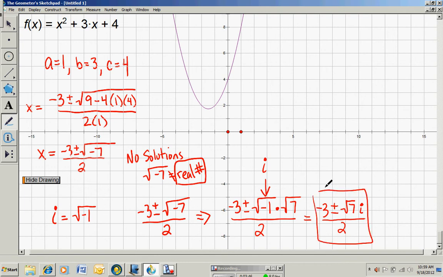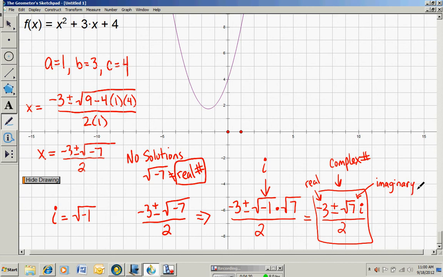So here's the final answer to the question of what are the x-intercepts. There are no real x-intercepts. These are only imaginary numbers. And this is called a complex number because it contains both real parts, this is the real part of the number, negative 3 is a real number, and it contains an imaginary part.